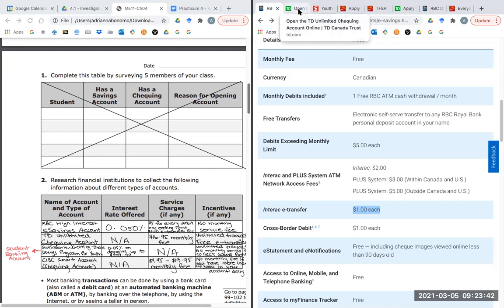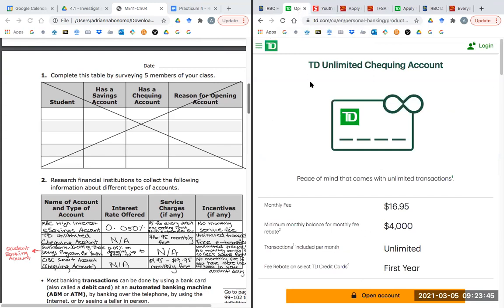Another account that I was able to Google and look up was the TD unlimited checking account. So that's our second one here. With a checking account, usually you do not collect interest. Usually you don't make more money on top of what you already put in there. So for this one, we're going to put not applicable. There is no interest rate.